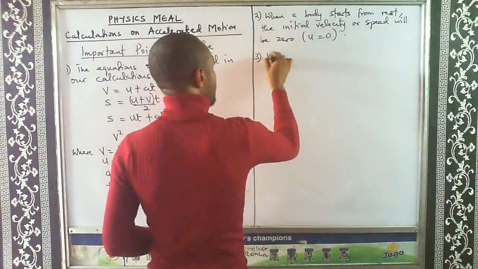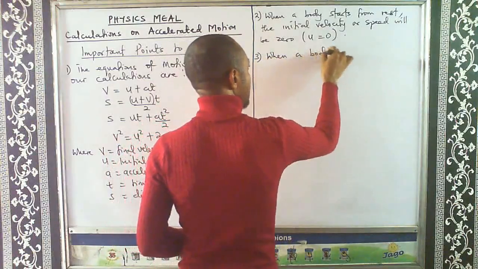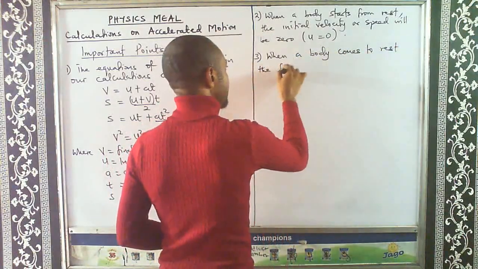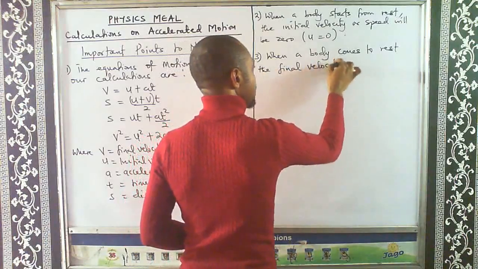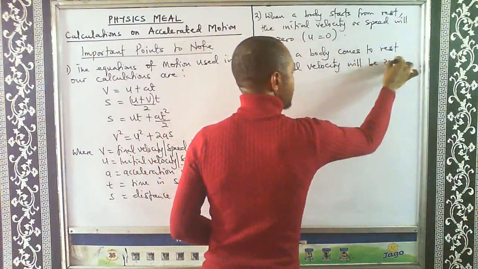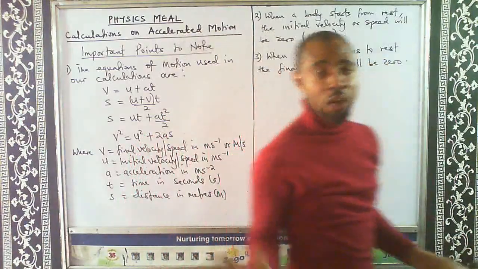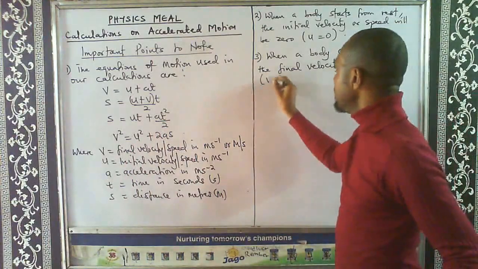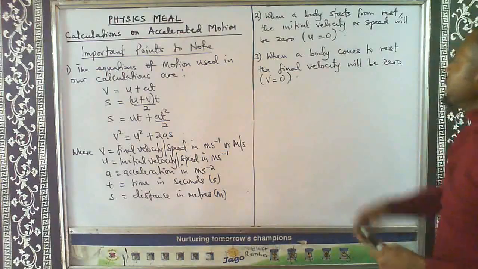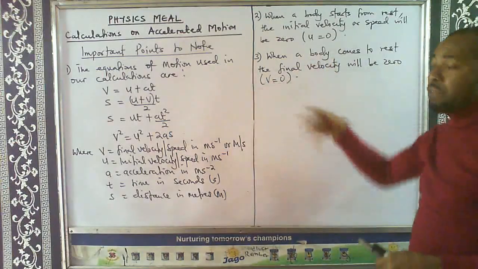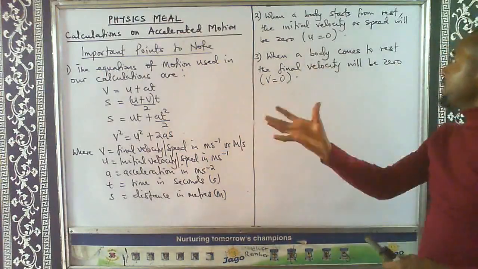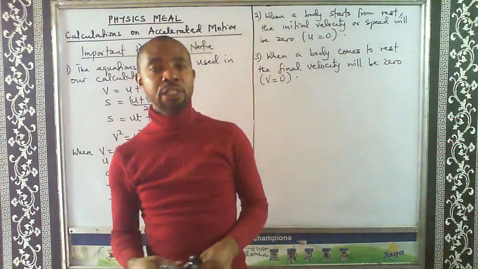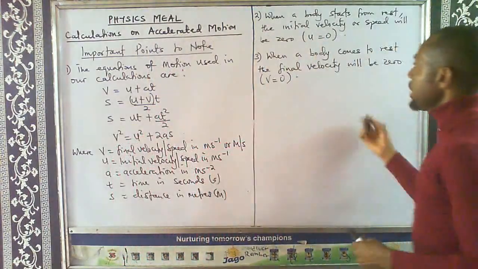Okay, the third one, when a body comes to rest, the final velocity will be 0. So the first one, when a body starts from rest, initial velocity is 0. But when a body comes to rest, the final velocity is 0. When a body starts from rest, the initial velocity is 0. But when a body comes to rest, the final velocity is what? It is 0.